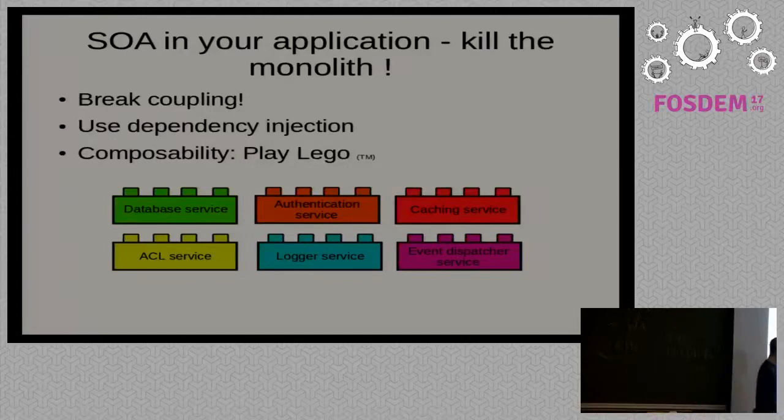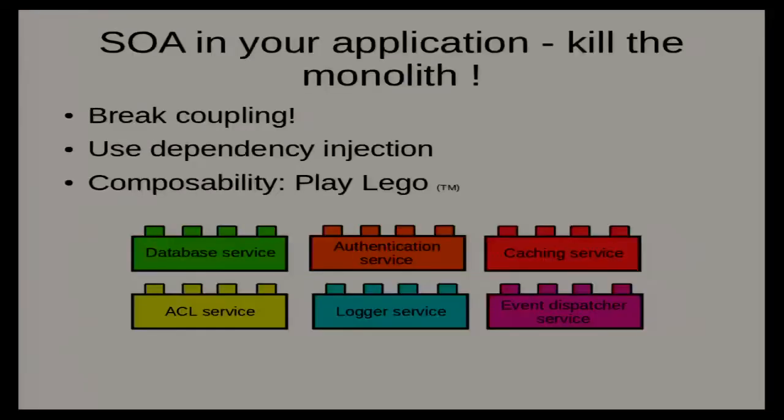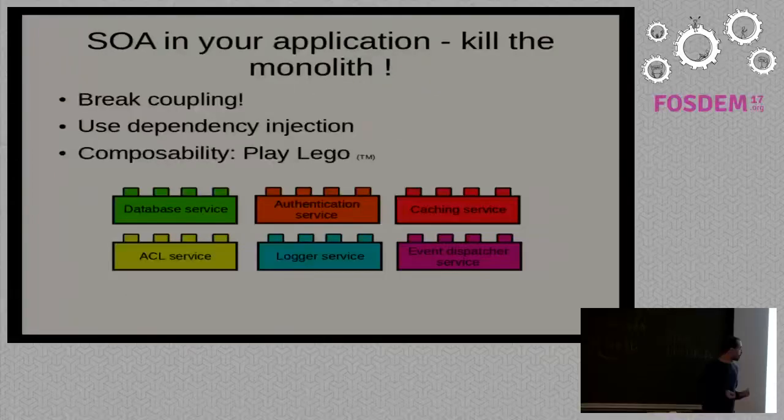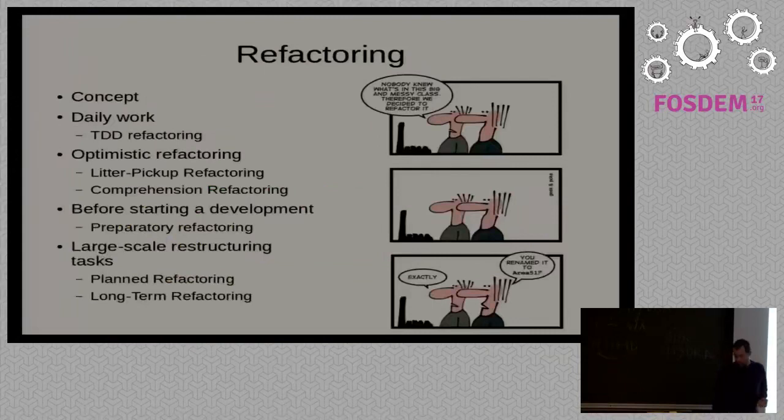play Lego in your application. Here, for instance, I have a database service, which is a database abstraction layer maybe, and a caching service, and this one, an authentication service. I will inject the database, the caching and the logger service in it and just play with all the small pieces of code I have in my framework. That's how small agnostic services are implemented and dedicated to specific tasks.